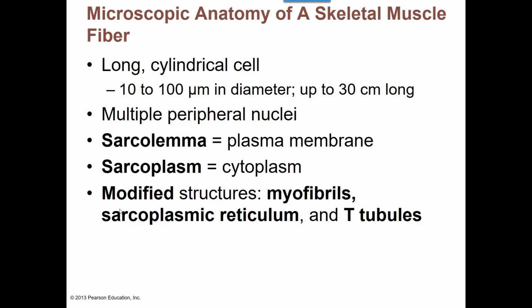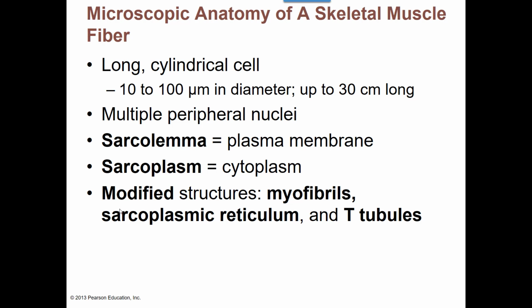It's just the cytoplasm inside of a muscle cell, so we give it its own fancy name. It's the only part in the human body where we do this when we talk about different types of cells. We give it its own names. A couple modified structures that we will take a look at in more detail. There are myofibrils. We'll talk about those. There's something called the sarcoplasmic reticulum and something called T-tubules that we'll take a look at.